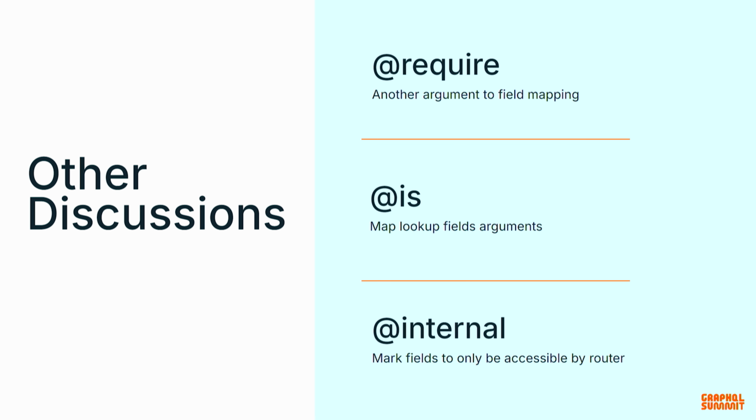And I don't have time to talk about it today, but we're also talking about a few other directives, like the @require directive, which is going to allow us to do other argument mapping. It allows us to add other arguments and remap them to the output of the types. @is, again, allows us to map arguments back to different fields. We're thinking about adding a new @internal directive, which allows fields that are only accessible at the router. If you want to learn more, again, I recommend you check out the Composite Schemas Working Group repo.